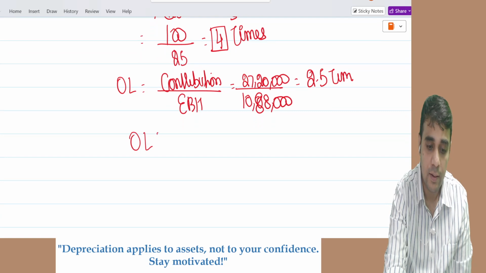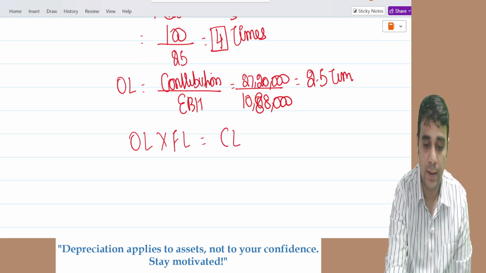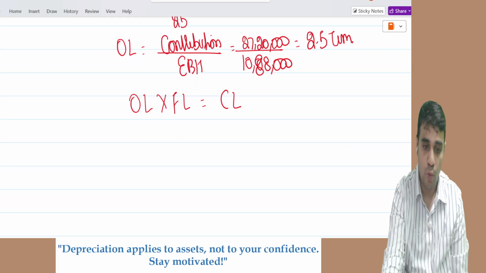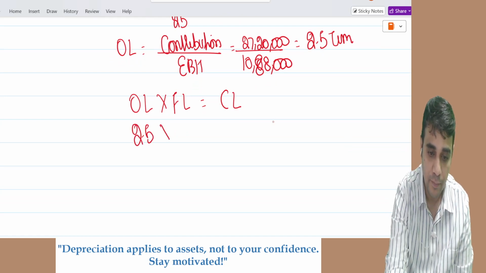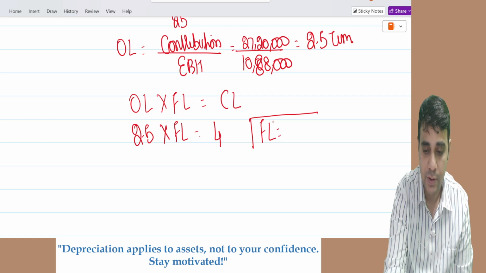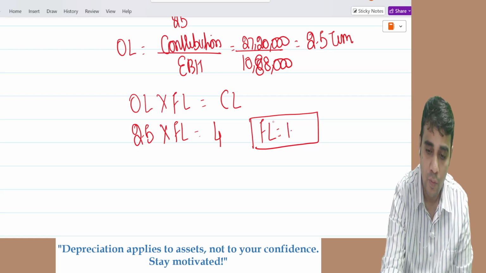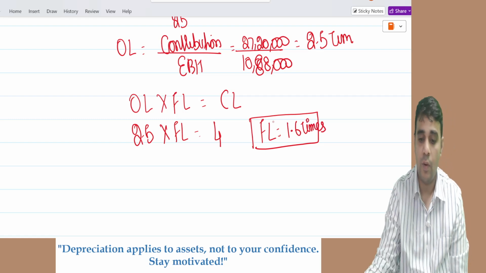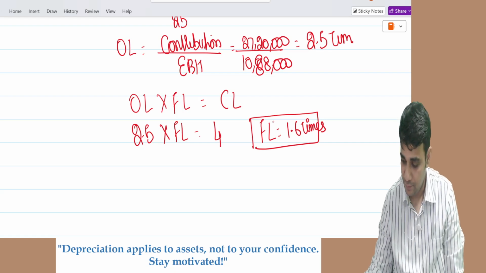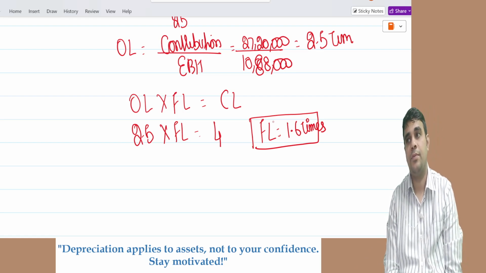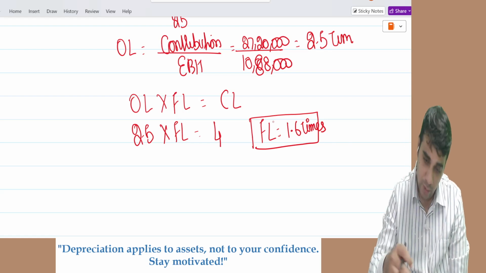OL into FL is equal to CL. OL is 2.5. FL is equal to how much? 1.6 times. Clear? Any doubts on this? Now we'll apply the formula of FL.